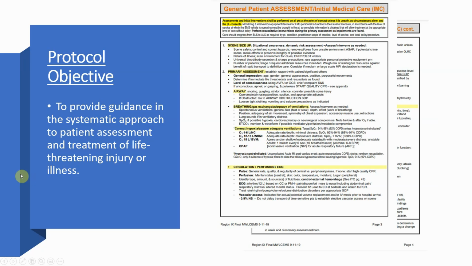Looking overall at the protocol objective, you'll find initial medical care on pages 3 and 4, and initial trauma care on pages 43 and 44 of your protocol book. The overall objective here is simply to provide guidance in the systematic approach to patient assessment and treatment of life-threatening injury or illness. And that systematic approach is really important.